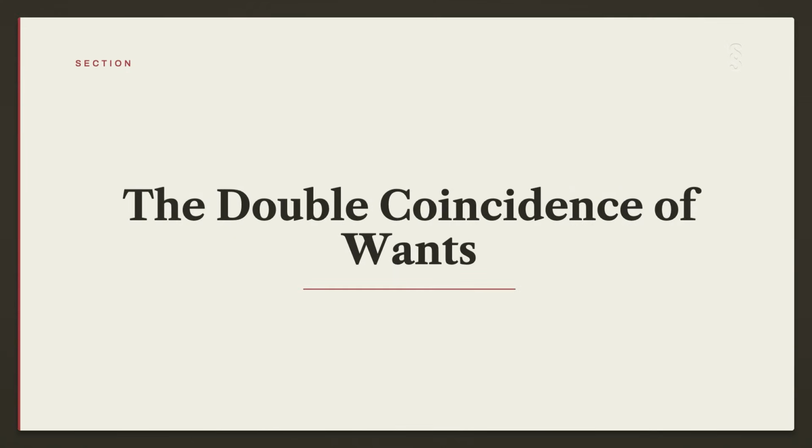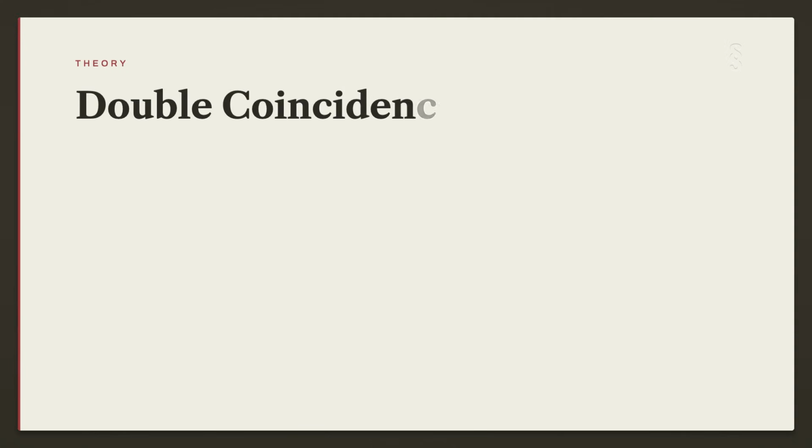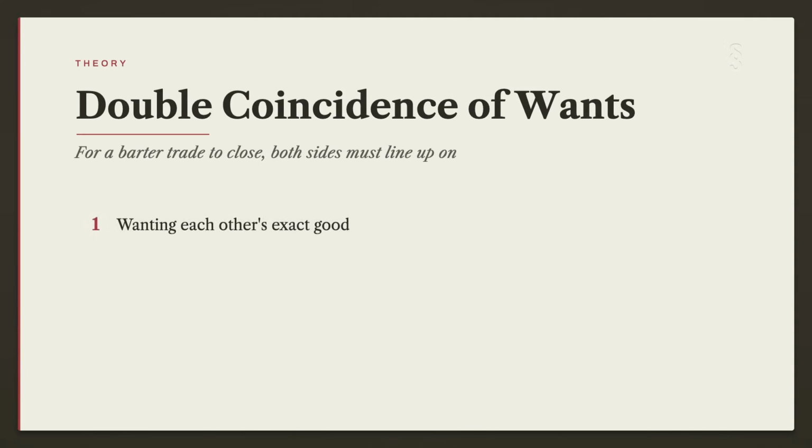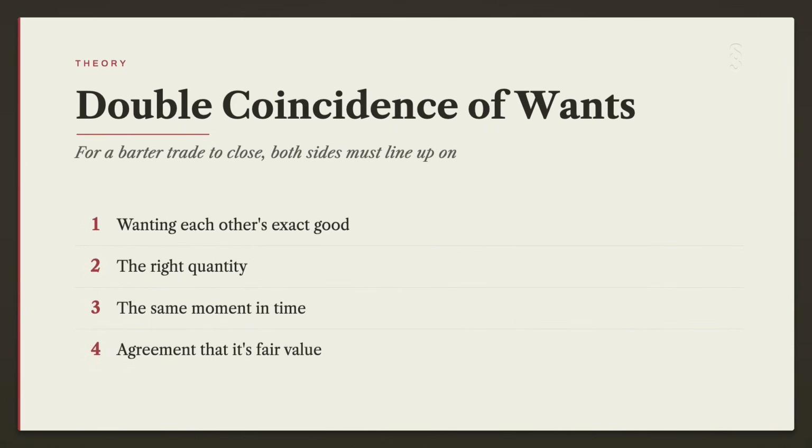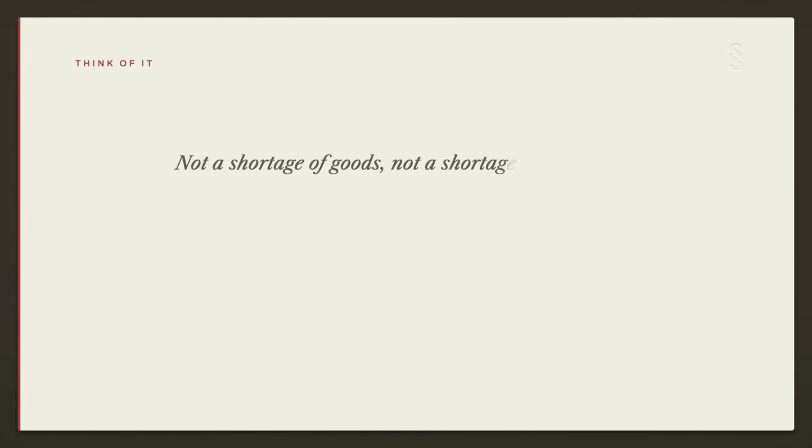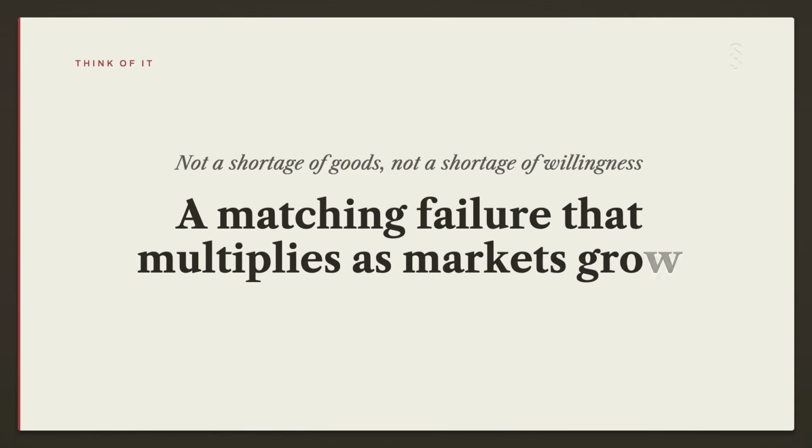Barter looks simple on paper. Trade goods directly, no money needed. But scale it up past a tiny village and it runs into a wall with a very precise name. Each party must want exactly what the other offers in roughly the right quantity at the same moment. Miss any one of these and the trade collapses even though both sides were willing. This isn't a shortage of goods or willingness, it's a matching failure. And matching failures get worse, not better, as more people and products enter the market, which is why barter economies stay small and local.